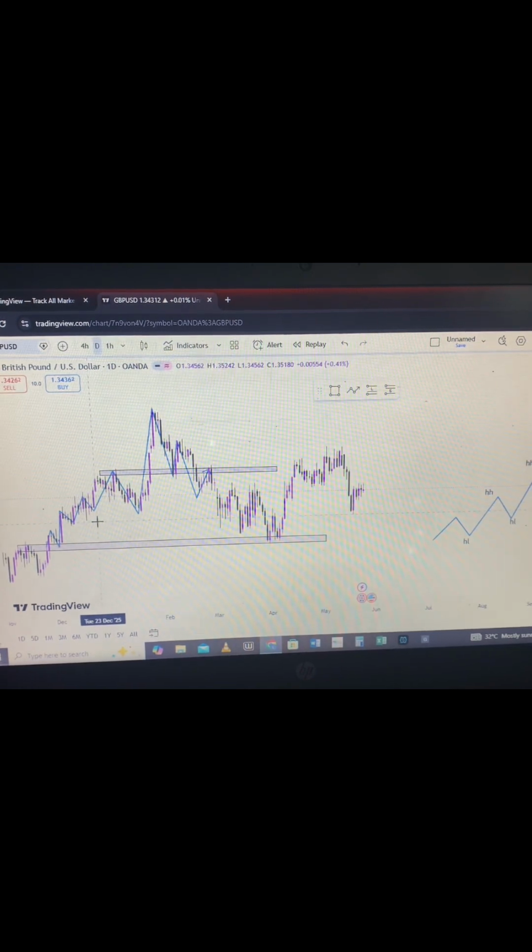So first you have to move to a higher time frame. When you move to a higher time frame, you could do this and mix it up.